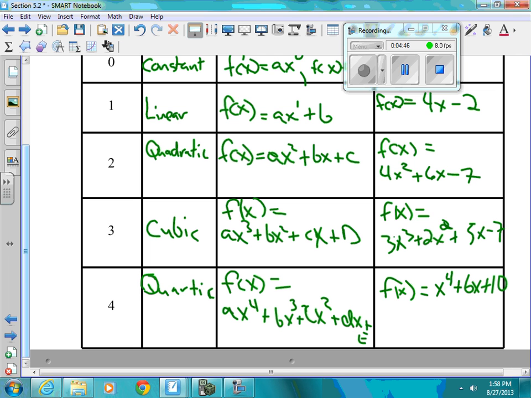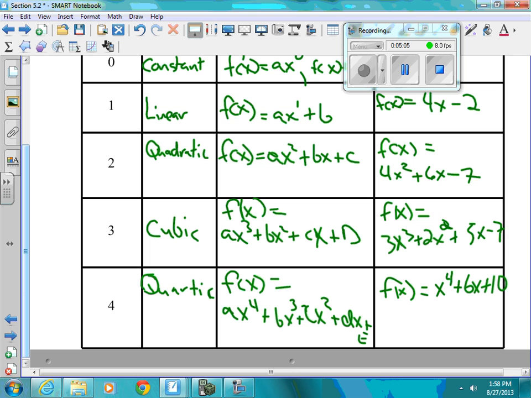We look at what the highest power is. The highest power is what we call the degree. In a degree 4, or highest power of 4, we call that a quartic. F of x equals ax to the 4th plus bx to the third plus cx squared plus dx plus e.